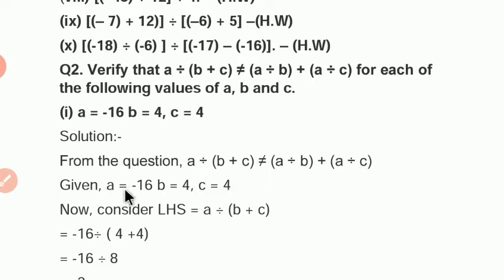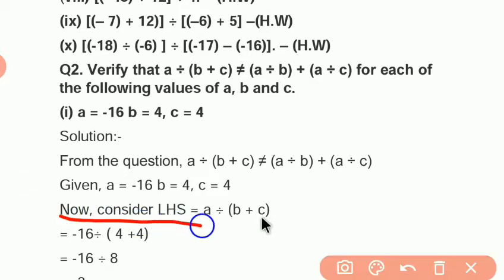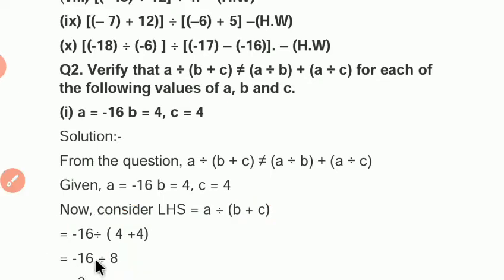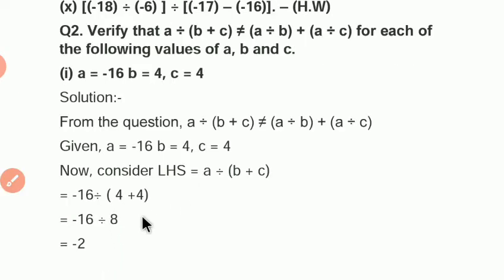So given a is minus 16, b is 4 and c is 4. So first we will take LHS. LHS is a divided by (b plus c). Now we have to put the value of a, b, c in this LHS side. So a is minus 16 divided by bracket 4 plus 4. So first we will solve the bracket. So minus 16 divided by 4 plus 4, 8, and if we divide minus 16 by 8, we'll get the answer minus 2. So minus 2 is the answer of LHS.